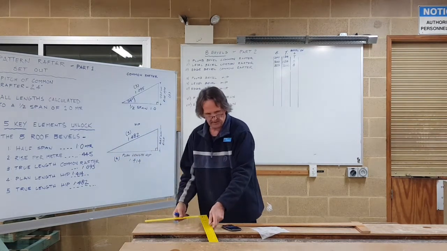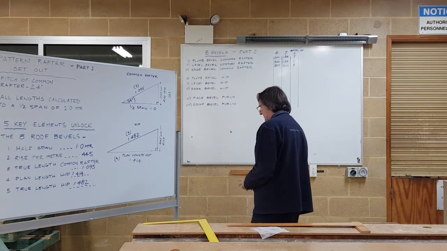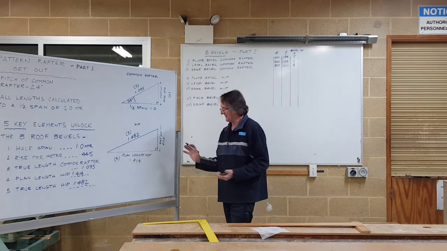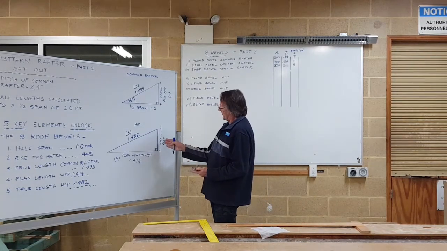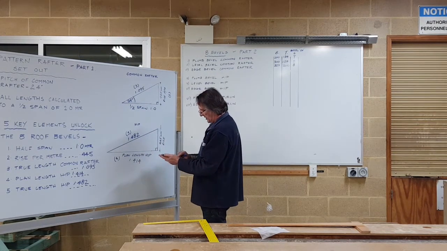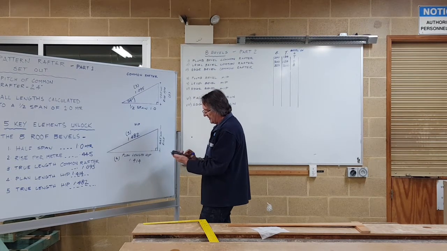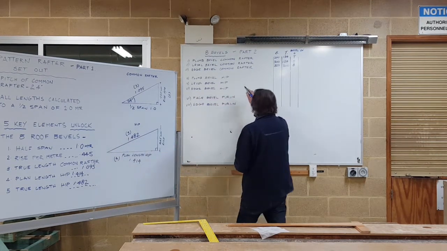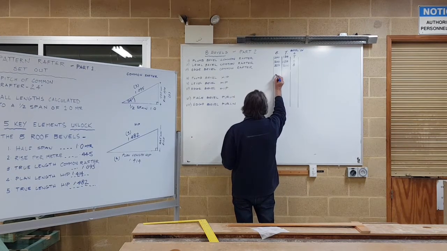Just like I did for the hip. So, for the common rafter, my apologies, on the tongue I'm going to put 445, and I'm going to put the longest length on the blade: 1.414 multiplied by 0.3 equals 424. I'm going to put 424 on the blade.